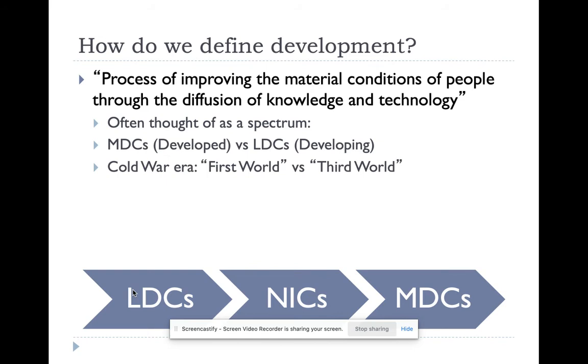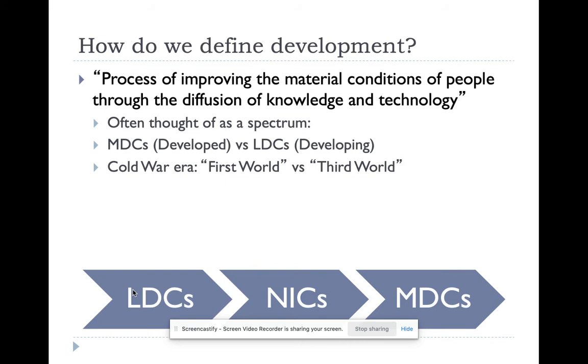So we define development by the process of improving the material conditions of people through the diffusion of knowledge and technology, which is really nice to say, but really we're talking about rich countries and poor countries, haves and have-nots, developed versus developing, MDCs versus LDCs, all of those things. And we can think of them as a spectrum, right? You have LDCs as less developed countries, and then you also have the least developed countries. So think sub-Saharan Africa there, right?